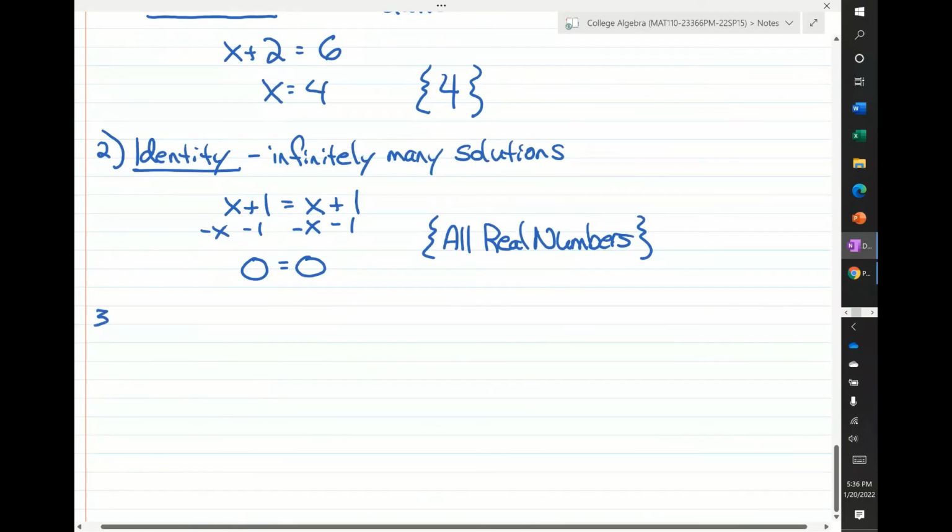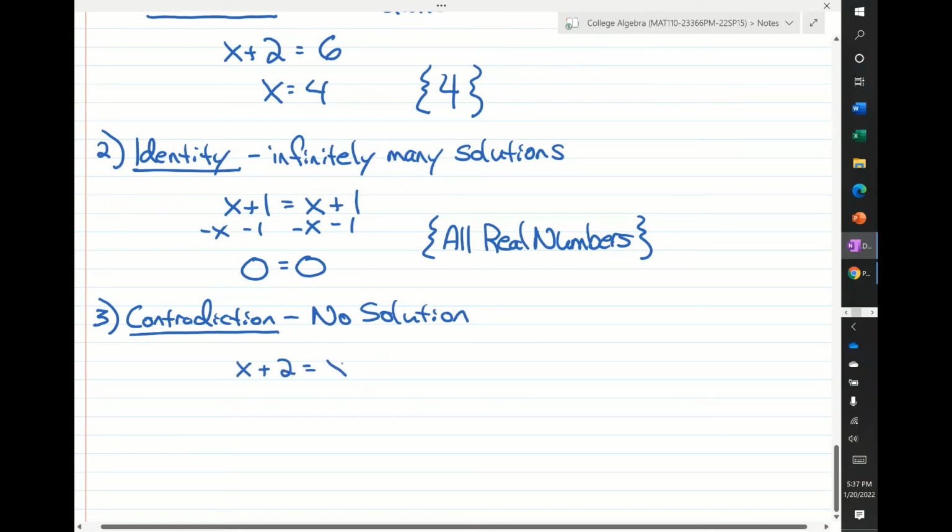And then the third type would be something called a contradiction. Contradictions don't make sense. This would be an example when you wind up with no solution. No solution would be like if you had x plus 2 is equal to x, and you tried to get all the variables on one side, you get 2 equals 0, which doesn't make any sense. 2 is not equal to 0.